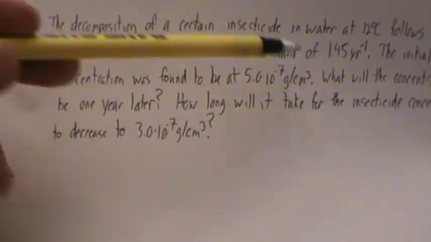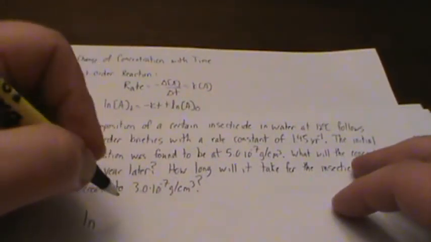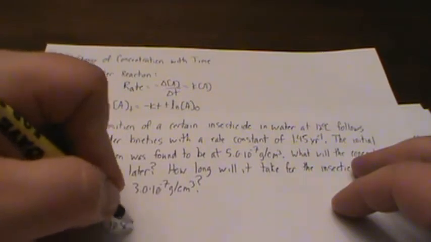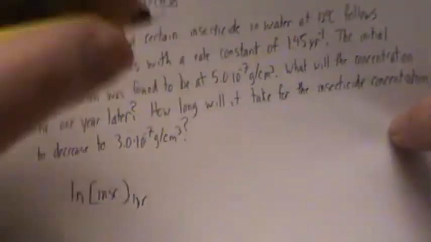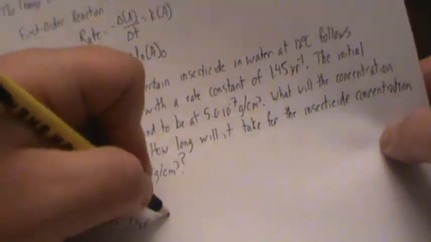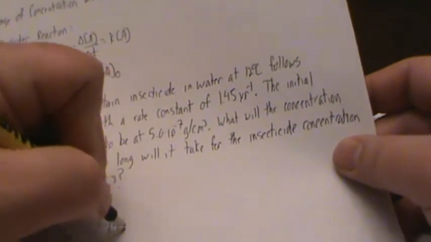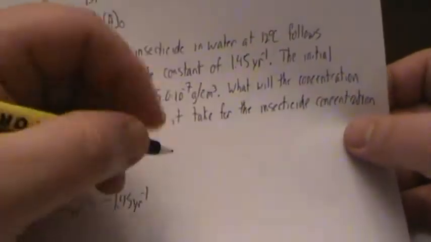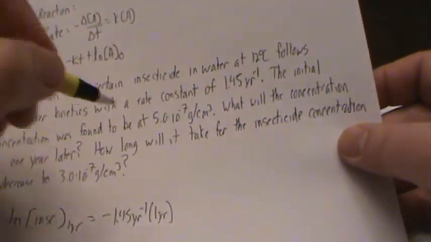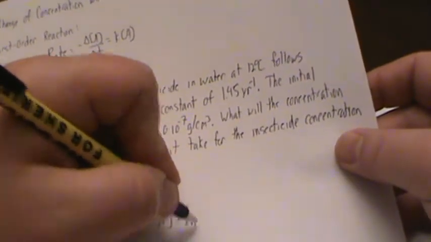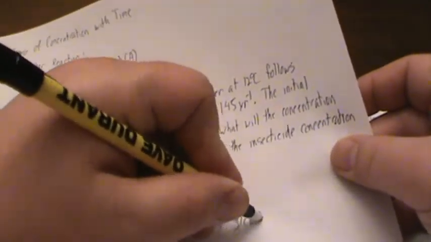Let's first figure out the first one. What will the concentration be 1 year later? Okay, so natural log of our insecticide after 1 year is equal to, now it gave us a rate constant as 1.45 per year, times 1 year, plus natural log of our initial concentration, which was 5.0 times 10 to the negative 7th grams per cubic centimeter.